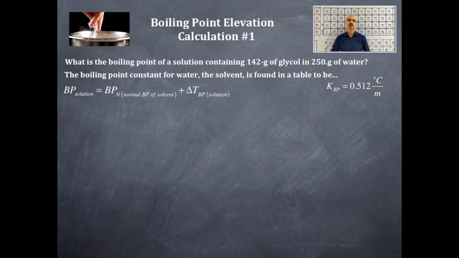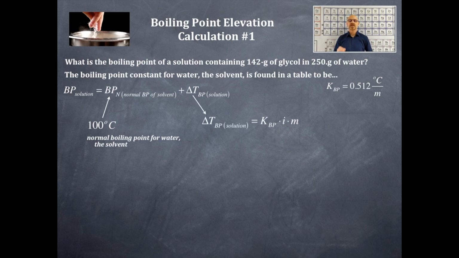So this is the equation that we're going to be using here. The boiling point of the solution is equal to the normal boiling point, that is the boiling point of the solvent, plus the delta T, the change in temperature of the boiling point for the solution. The normal boiling point for water is 100 degrees exactly. And delta T is equal to Kbp times i times m. That is, delta T for the boiling point of the solution is equal to the boiling point constant times the Van't Hoff factor times the molality.